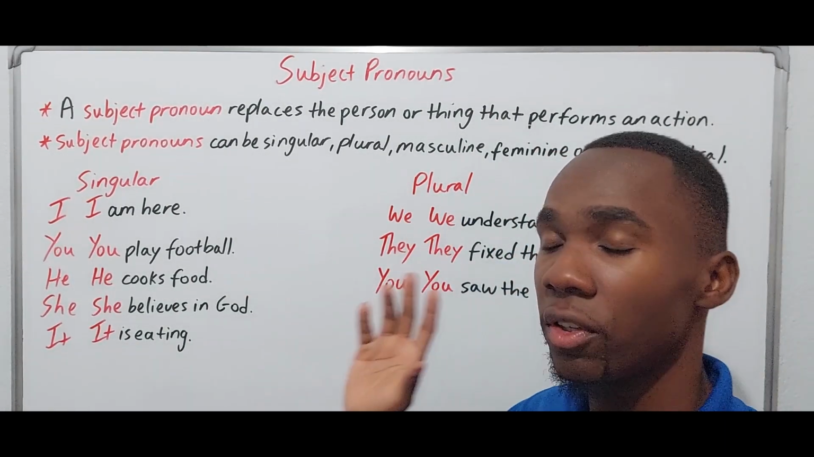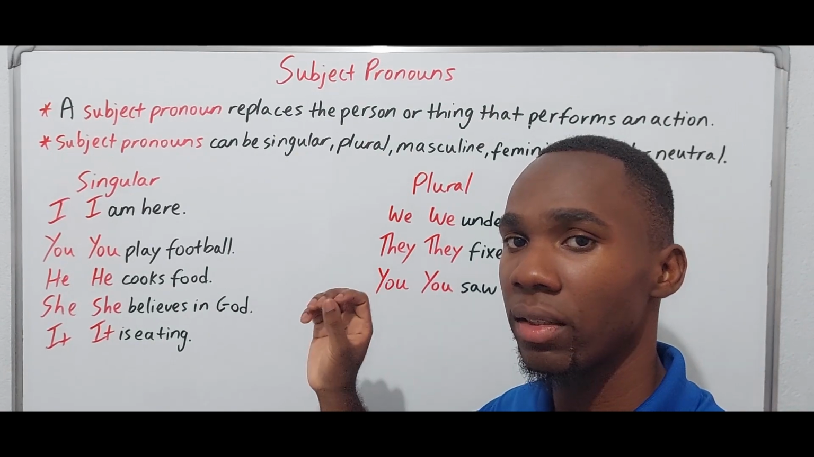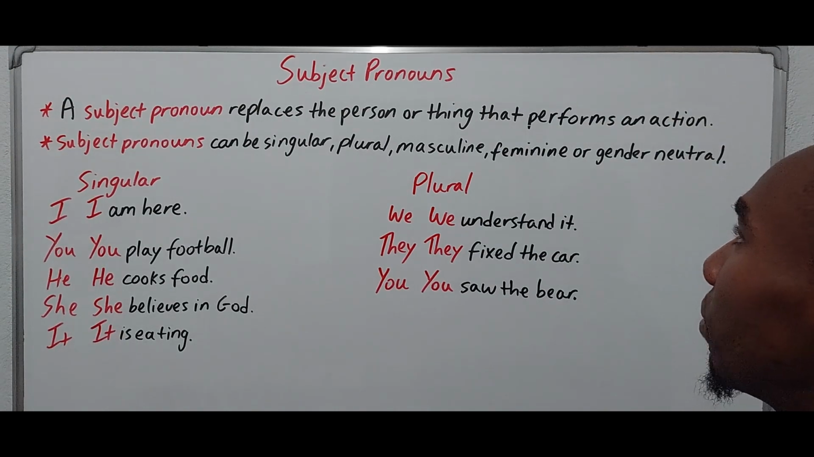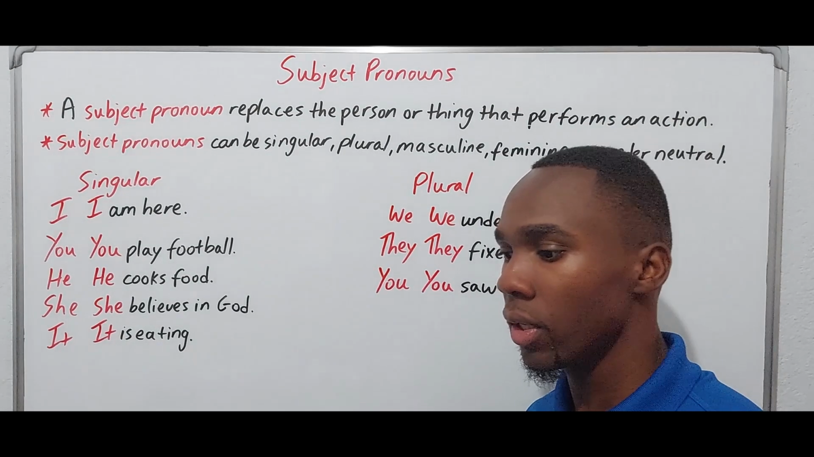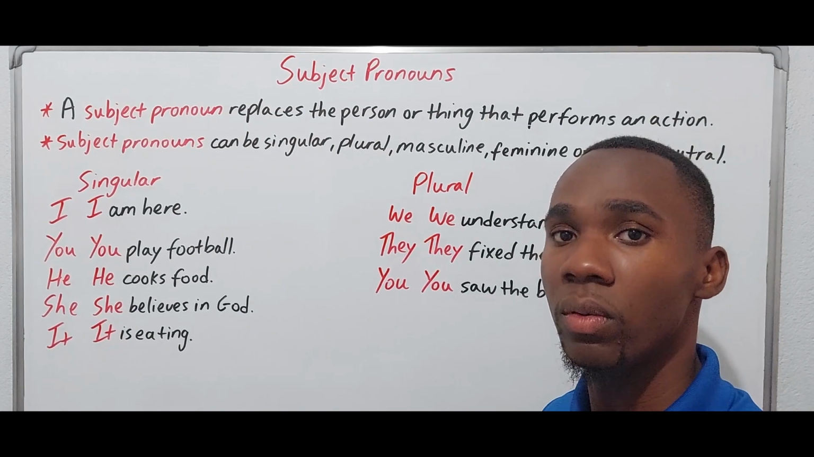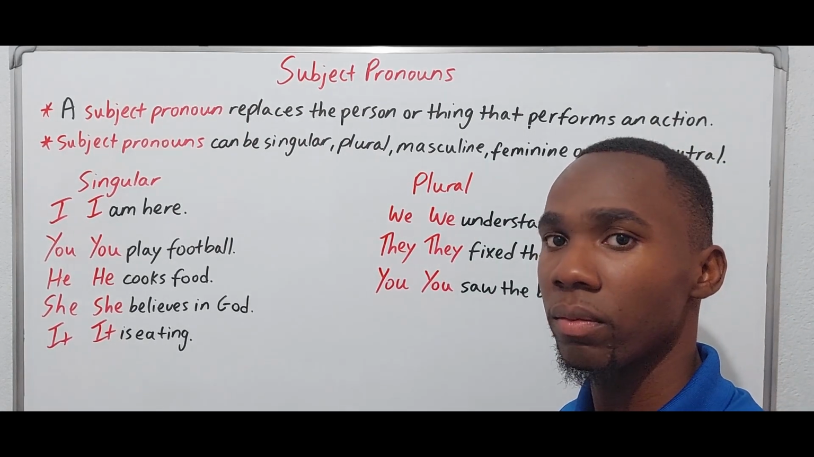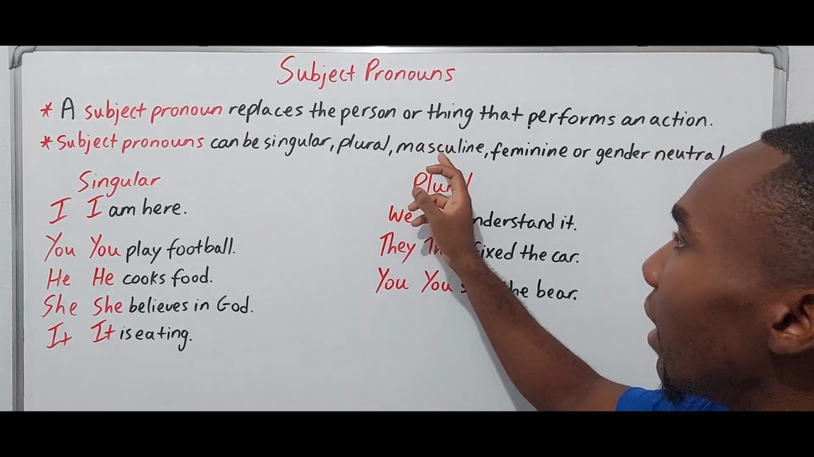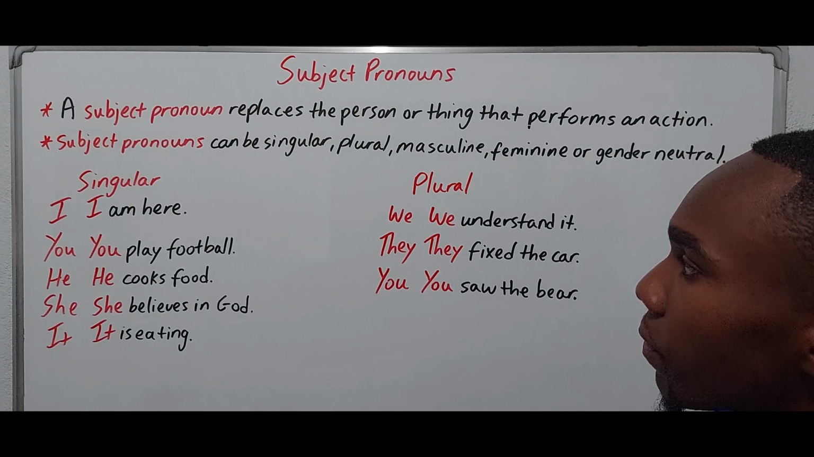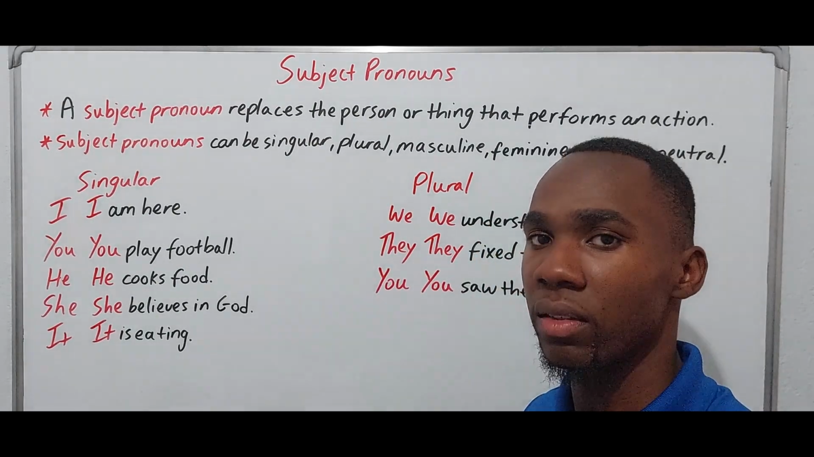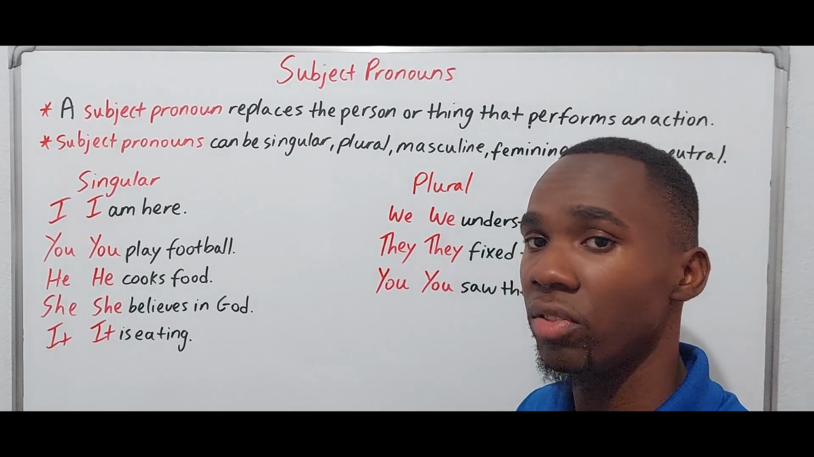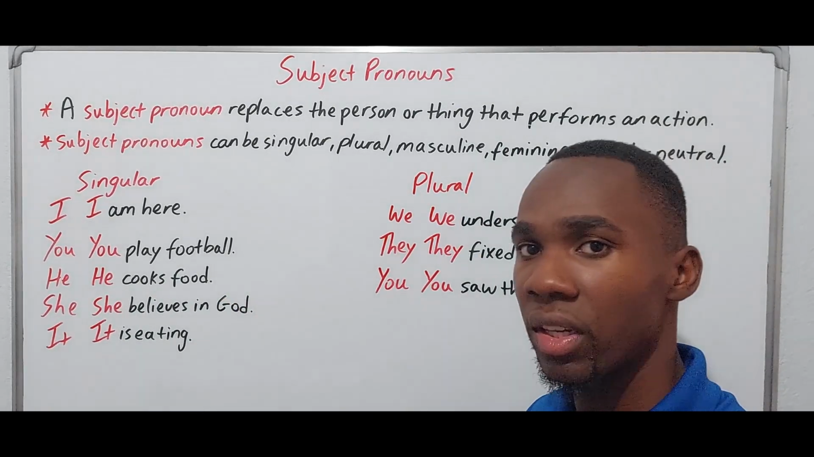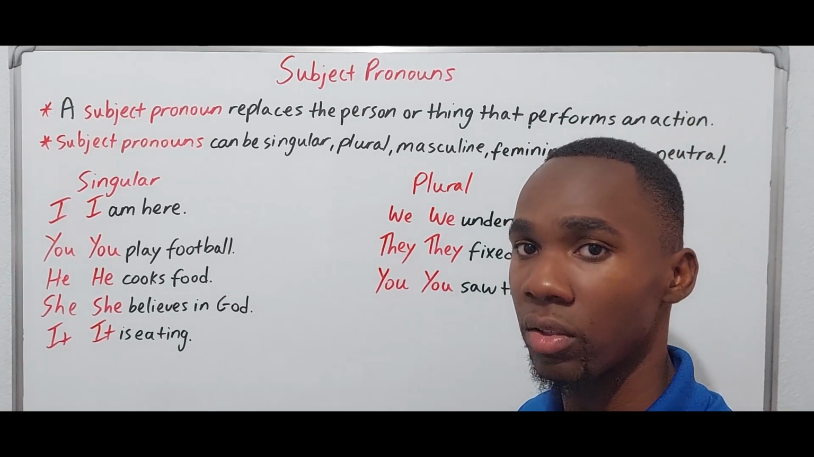So the first type of pronoun that we will look at today is called a subject pronoun. So a subject pronoun replaces the person or thing that performs an action. In other words, it replaces the noun as the subject, right? Subject pronouns can be singular, plural, masculine, feminine, or gender neutral. So this is why I talked about the pronoun having to agree with the antecedent, because of these characteristics right here. They can be singular, plural, masculine, feminine, or gender neutral.